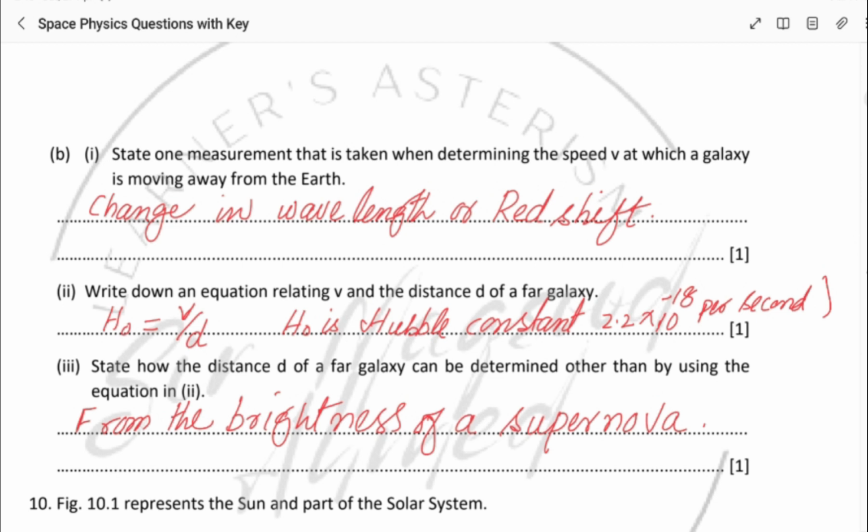Its answer is change in wavelength or the redshift. Its part 2 is write down an equation relating v and the distance d for a far galaxy. Students, its formula is H naught, the Hubble constant, is equal to v over d. Now the third part, state how the distance d of a far galaxy can be determined other than using the equation 2.